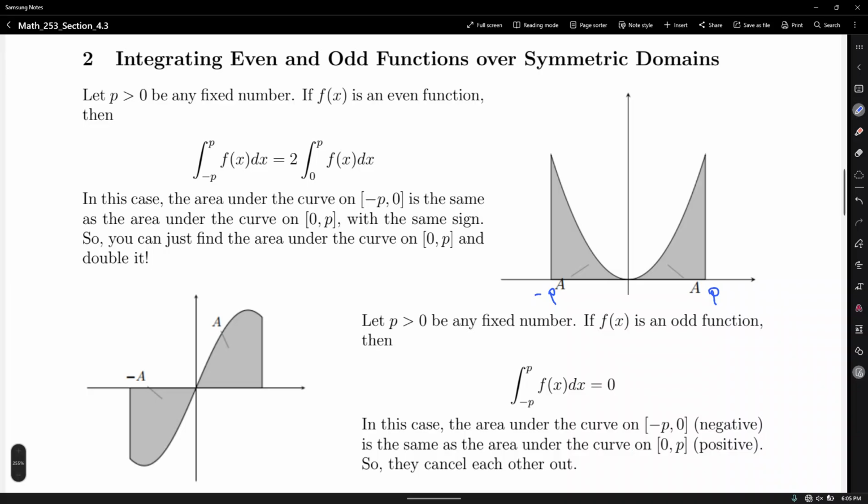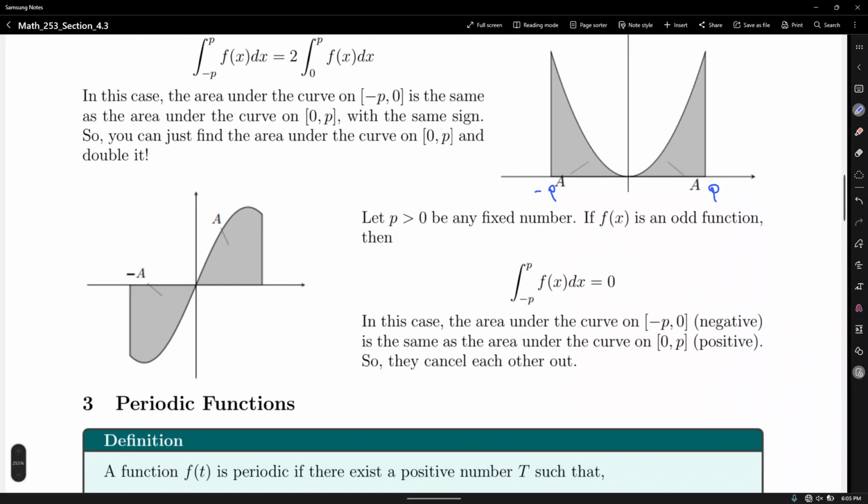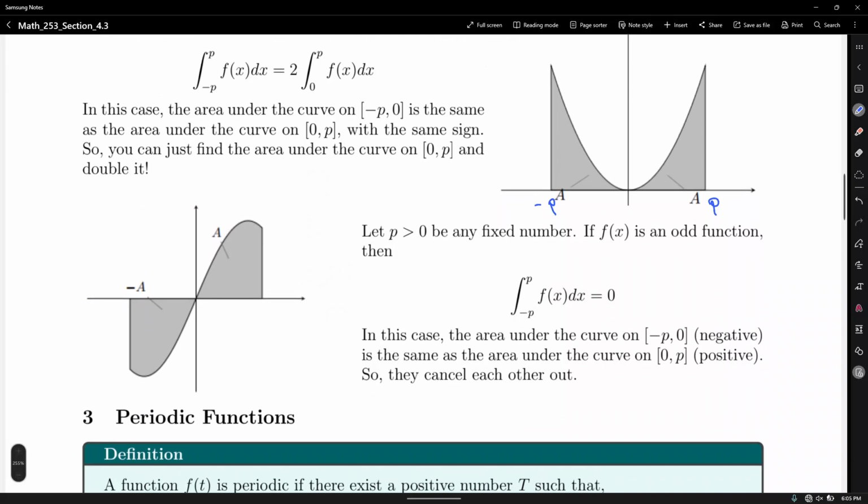Case number two, what about an odd function? The problem with odd functions, that is the functions that have symmetry about the origin, is that they output the same amount of area, reflected about the origin. But the area on the left hand side, at least for this picture, is a negative area. All right, and these two areas added together would give us a 0.